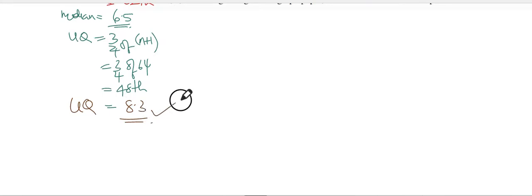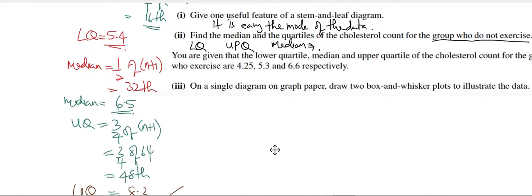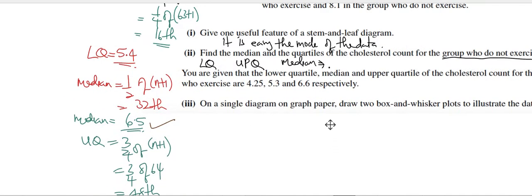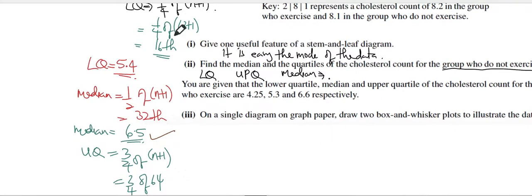So there you go, we have all three values. The upper quartile is 8.3, the median is 6.5, and the lower quartile is 5.4.